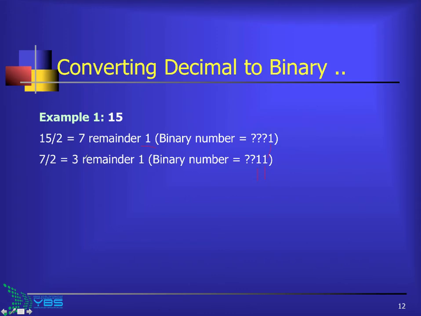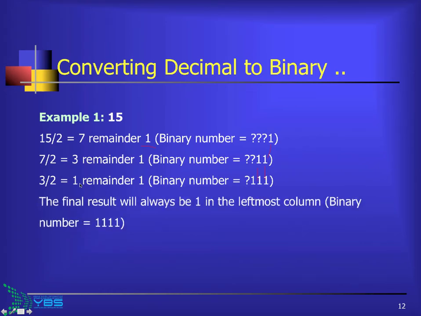If we divide 3 by 2, again we have a 1 remainder. So we have 1, and there is a 1 remainder. Do we have anything else to do? No, this 1 is left. So that's why we're going to put everything: 1 1 1 1. If you convert this decimal number to binary, that's the way you get 1 1 1 1.